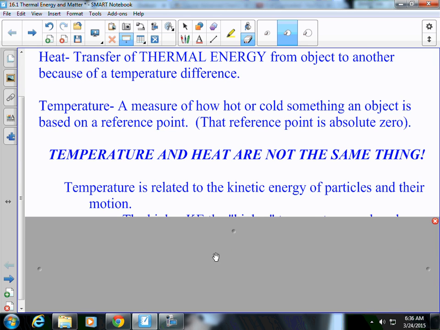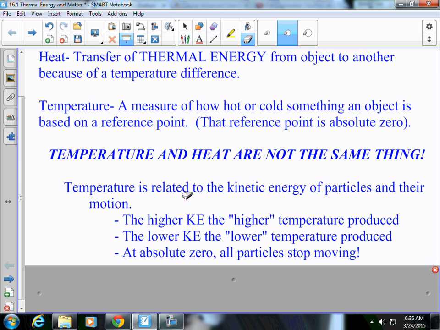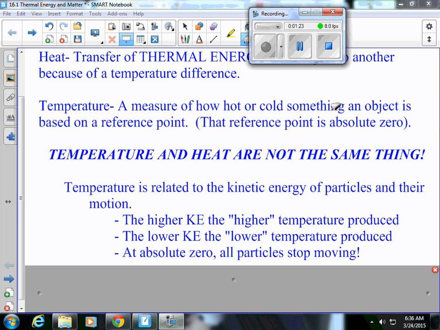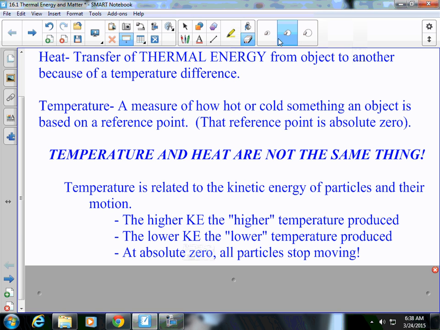And now, what is temperature? Temperature has to do with the kinetic energy of particles. The higher the kinetic energy, the higher the temperature; the lower the kinetic energy, the lower the temperature. So kinetic energy is really related to how fast the molecules are moving. The faster they're moving, the higher the temperature. The slower the molecules are moving, the lower the temperature. And at absolute zero, everything stops moving, which can't be done, and we'll talk about absolute zero here in a second.